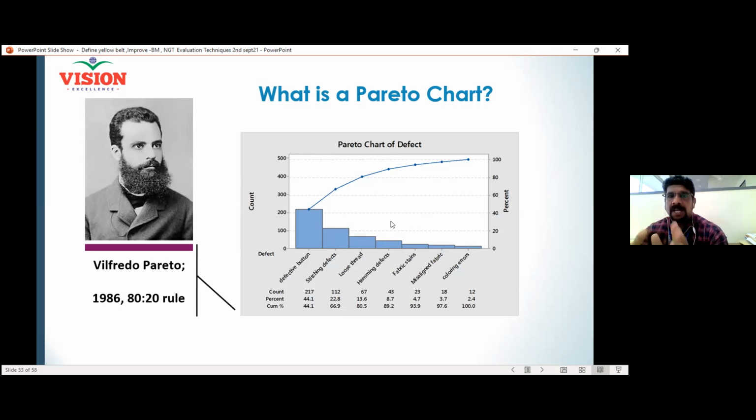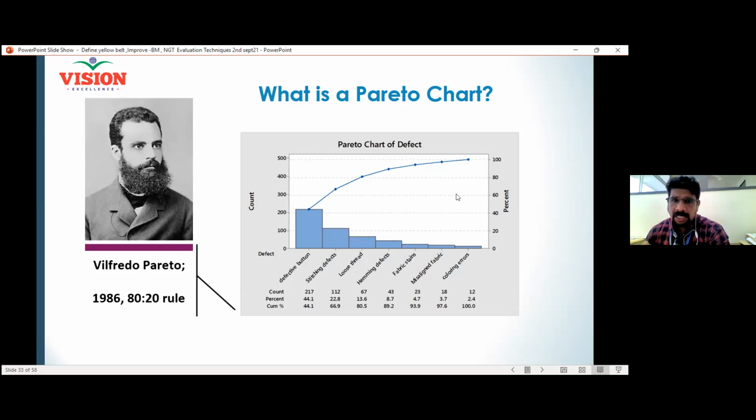Okay, so this Pareto chart will help you to identify the defect which is causing you more loss, which is creating you more pain for the customers, which is increasing the cycle time like that. So through this Pareto chart, you'll be able to find out the maximum issues. Okay, top 3 issues which is causing you 80%, 90% losses for the organization.